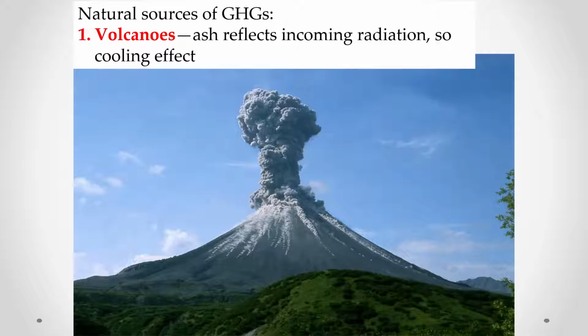So volcanoes are the first natural source that we're going to look at. Ash is reflecting the incoming radiation, which causes a cooling effect. So if we have a massive volcano going off, it's going to block light out. It's going to cool the Earth's temperature.